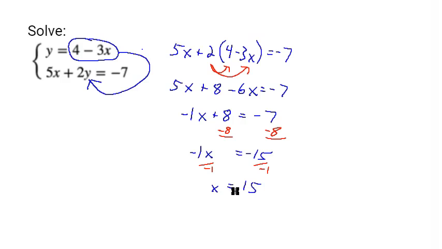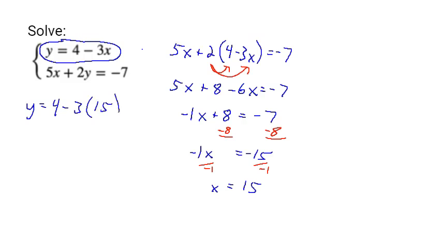Now we're only half done because we still need to solve for y. Fortunately, we have an equation that tells us what y equals. Y equals 4 minus 3 times whatever x is. Well, now we know what x equals. It equals 15. So I'm going to rewrite this equation, but this time replace the x with 15 because x equals 15. Solving for y, we get negative 41.